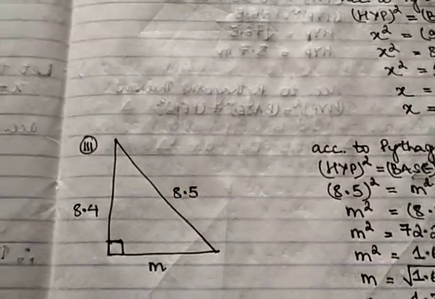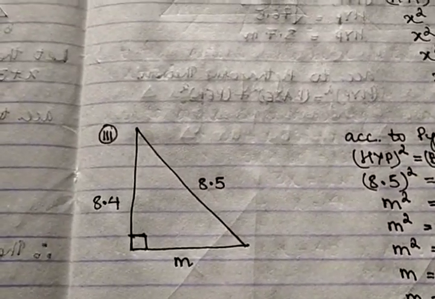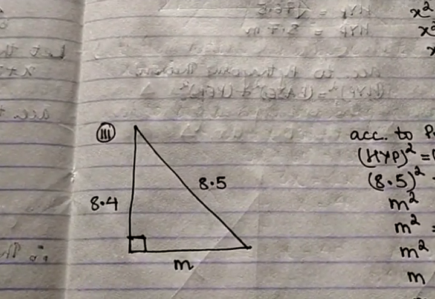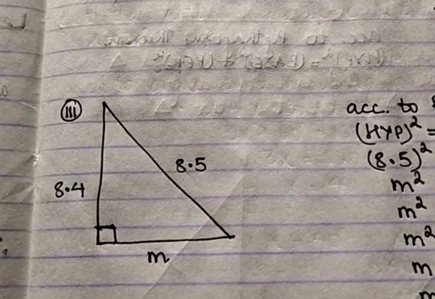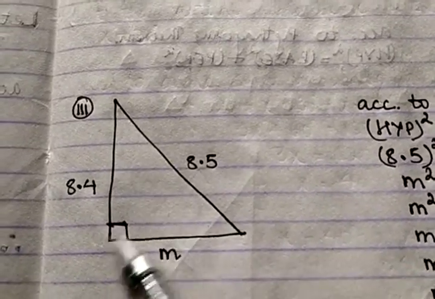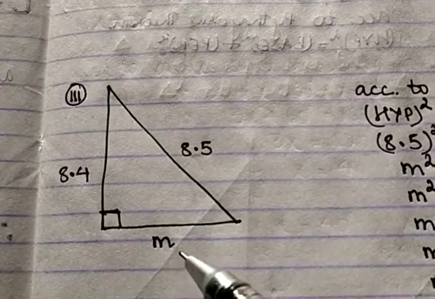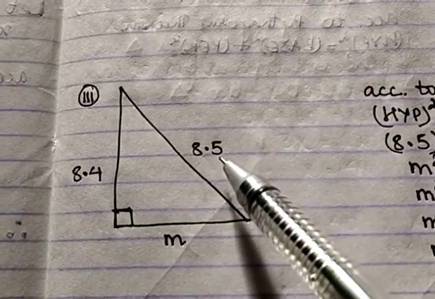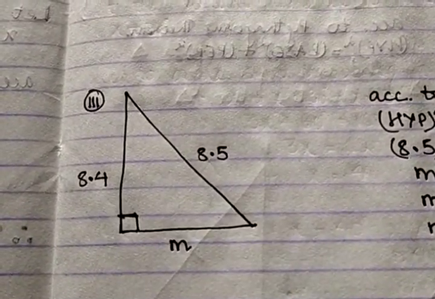Okay, for the next one, question number 3. That figure was already given in that familiar position, isn't it? See, simple, same position. The base is missing, we have a hypotenuse 8.5 and we have the altitude as 8.4.